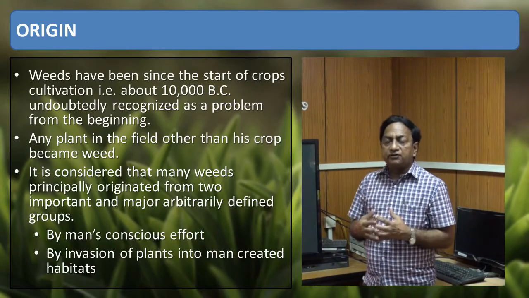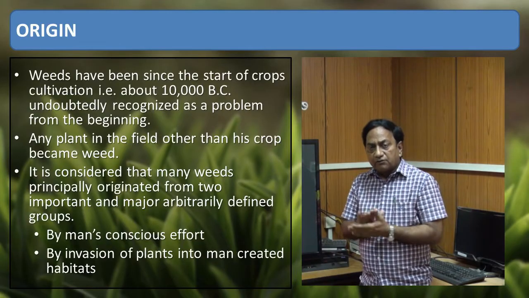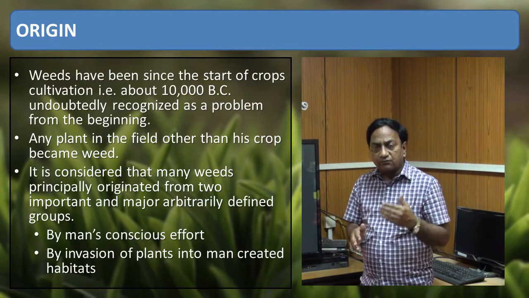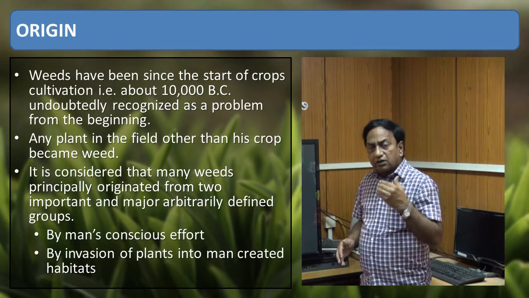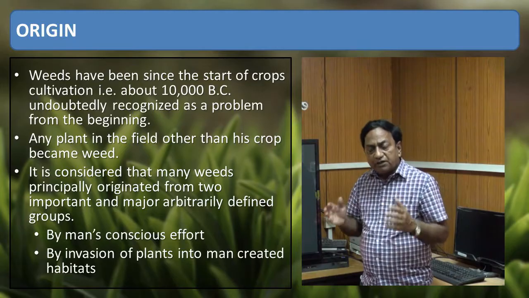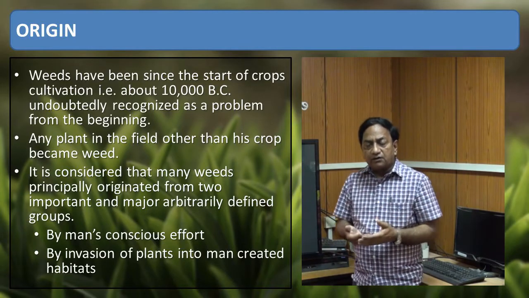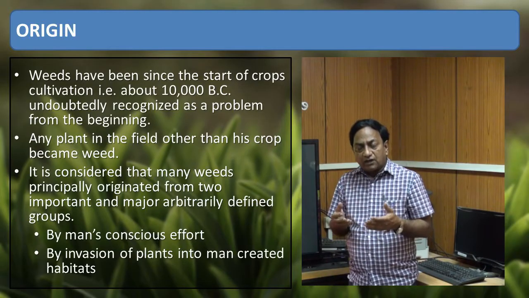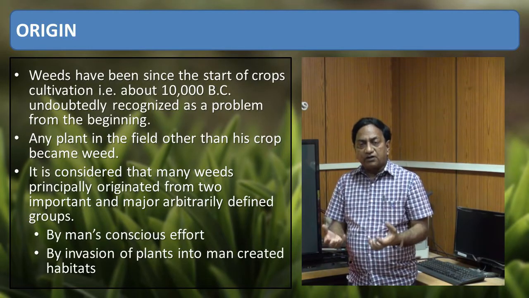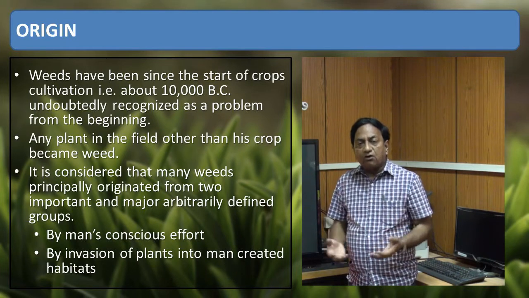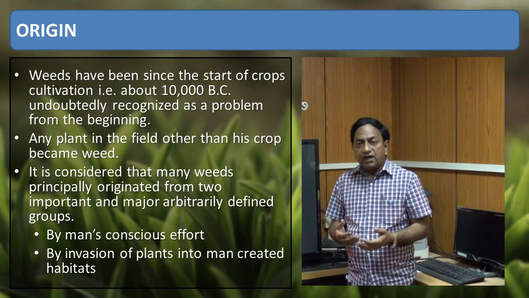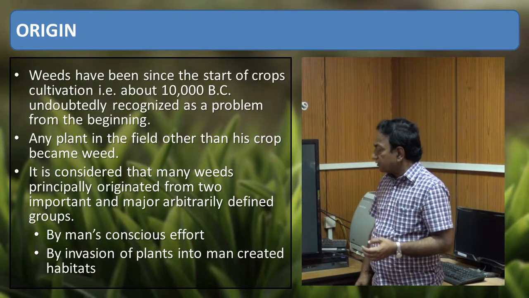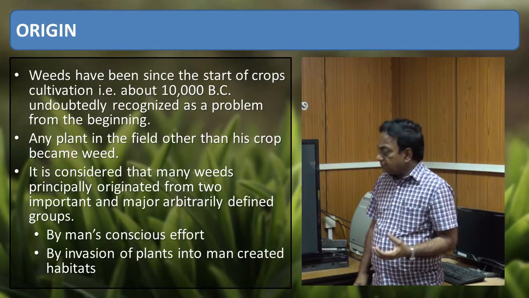So how have weeds come into existence? Since man started cultivating and growing crops around 10,000 BC, weeds have automatically come too. Whenever man started sowing a crop seed, he found that the already present seeds of weeds also grew simultaneously and interfered with the crop. Any plant in the field other than his crop became a weed.